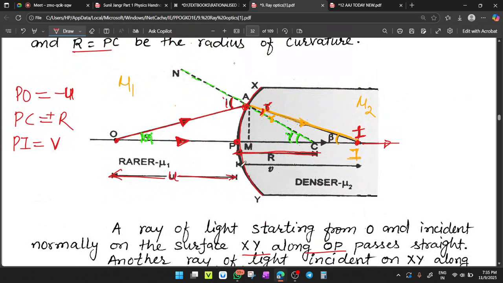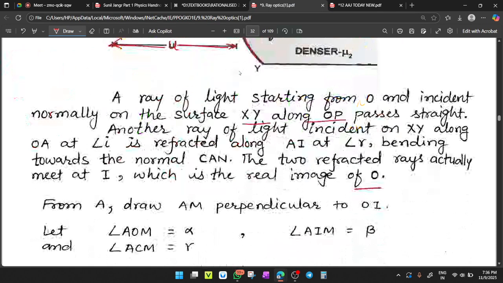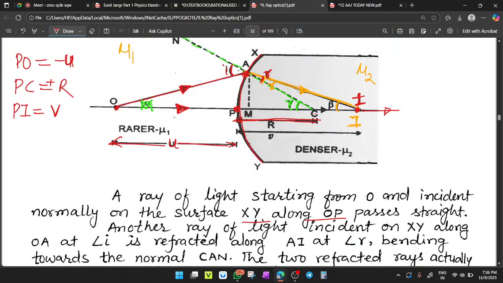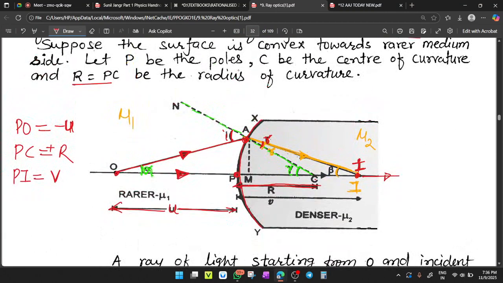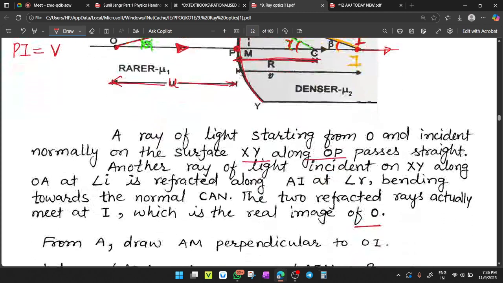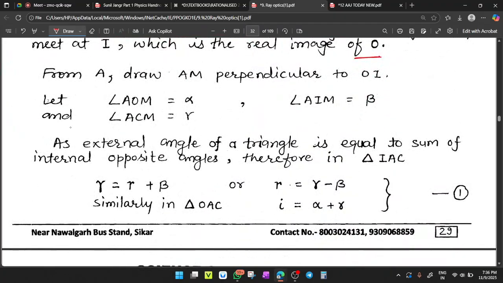And we have all three angles, check. First angle, angle AOP equals alpha, angle ACP equals beta, and angle AIP equals gamma. Clear? So we have the three angles, alpha, beta, gamma. Angle alpha is given here for point object O, angle beta is this one for the center of curvature, and gamma is for the image. Clear? And i and r for the angle of incidence and angle of refraction. Clear? So we have considered all these angles alpha, beta, gamma, i and r.